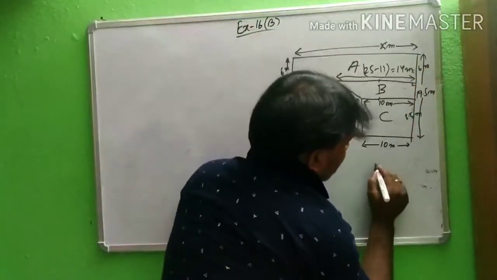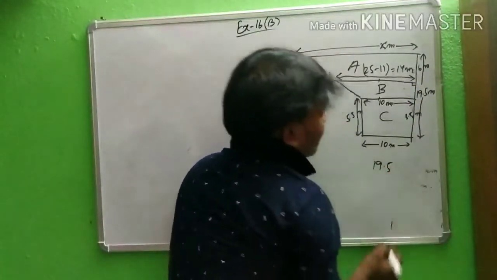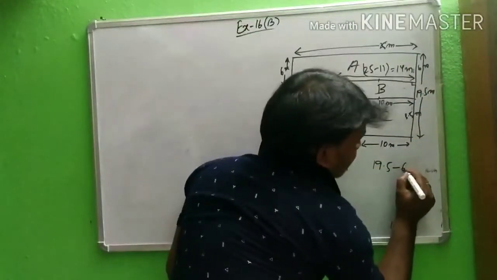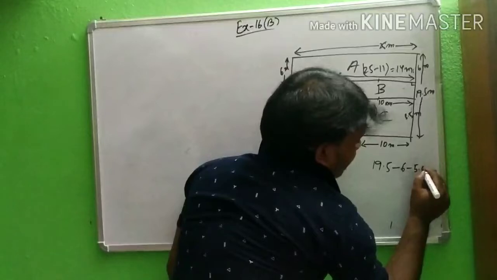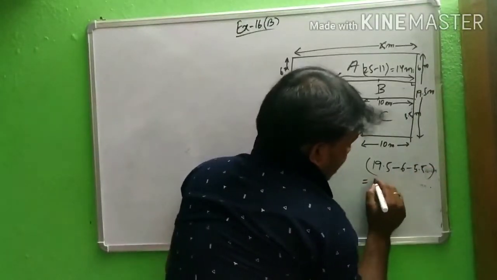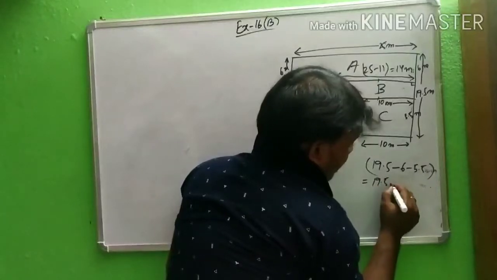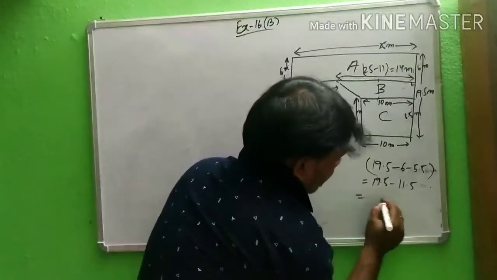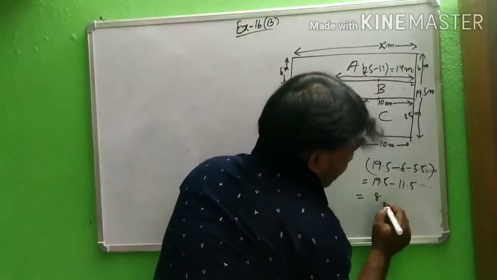So what is the total value? 19.5. We subtract 6 meter and 5.5 meter, minus 6 minus 5.5, then we get the height of this one. So what is the result? 19.5 minus 11.5. So it becomes 8.